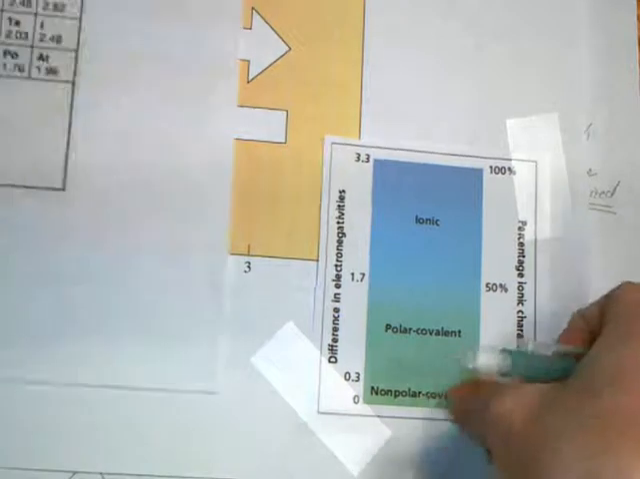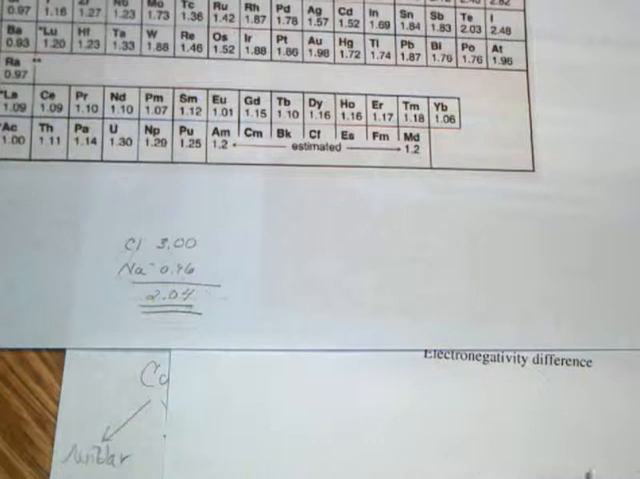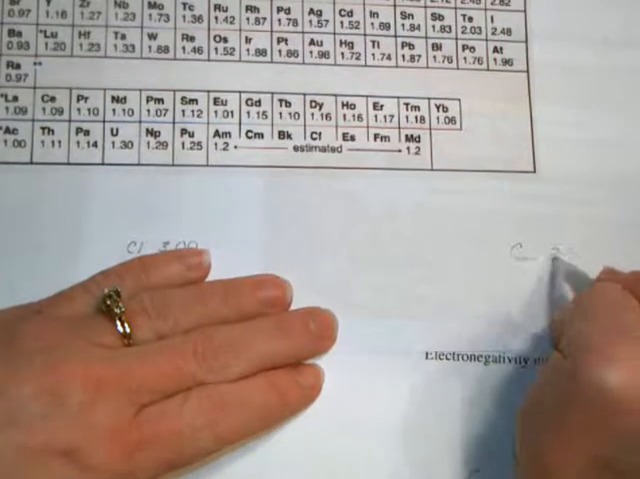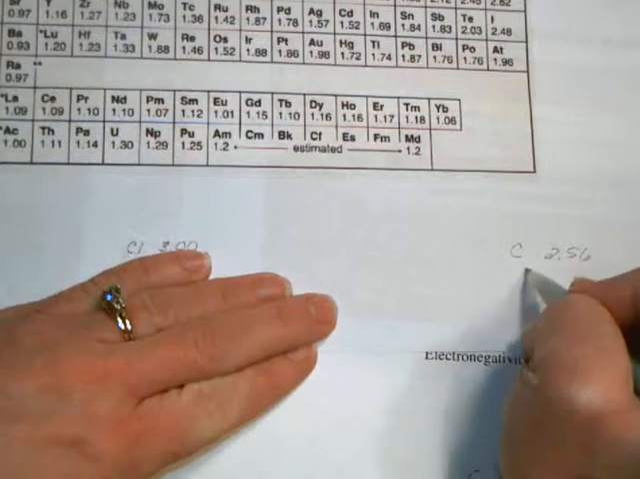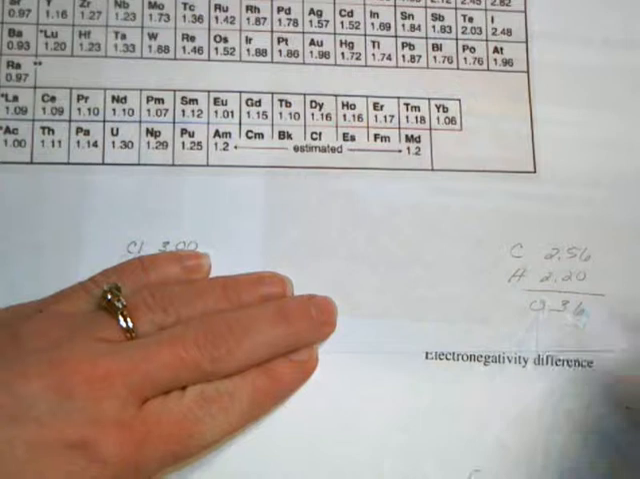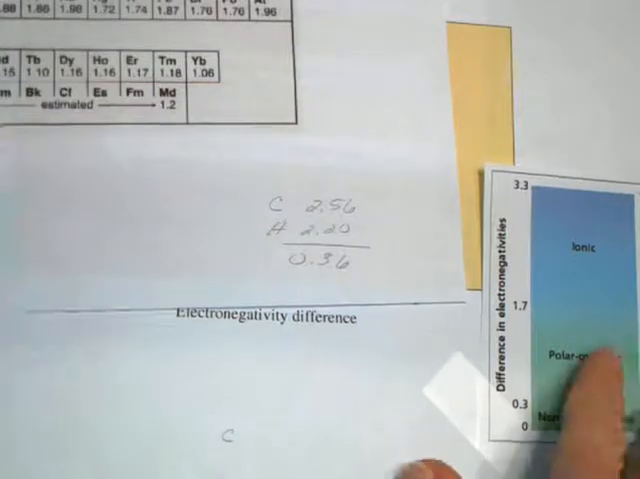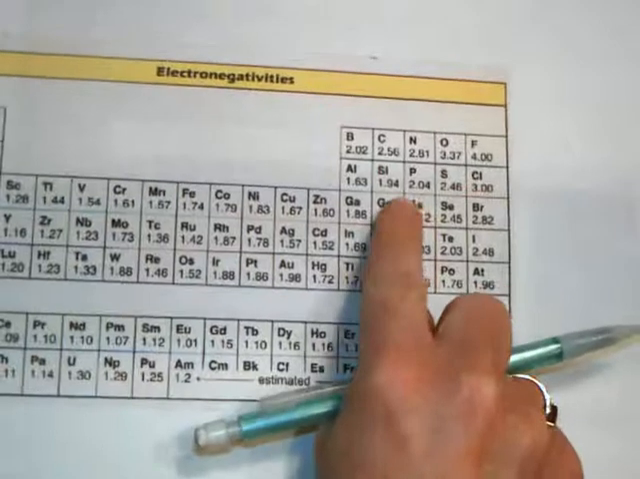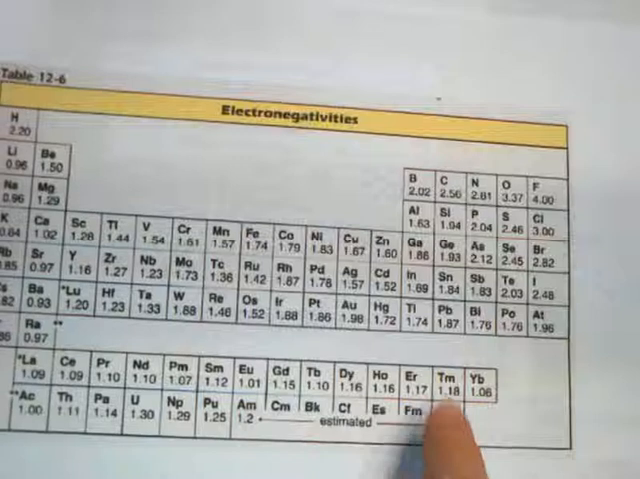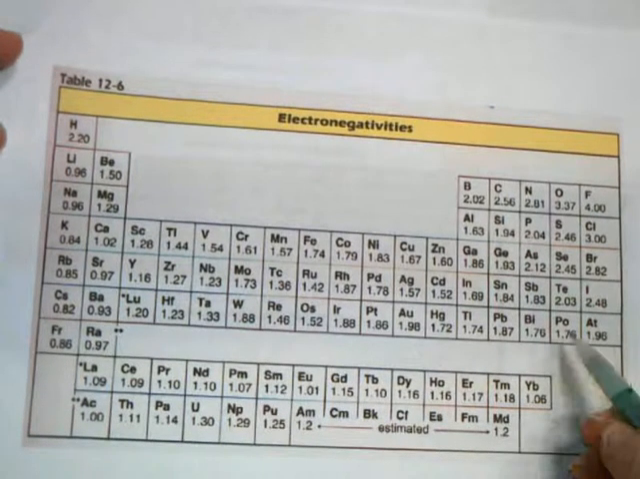Let's look at another. How about carbon and hydrogen? Okay, carbon is 2.56. Hydrogen is 2.20. So a difference of 0.36. That would make it polar covalent. Basically, elements need to be right next to each other on the periodic table to deliver a fairly equal sharing in the case of being covalent.